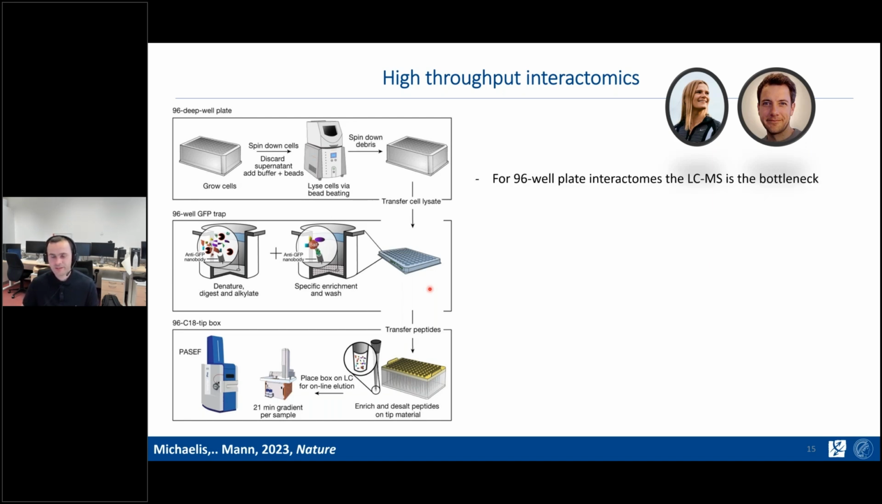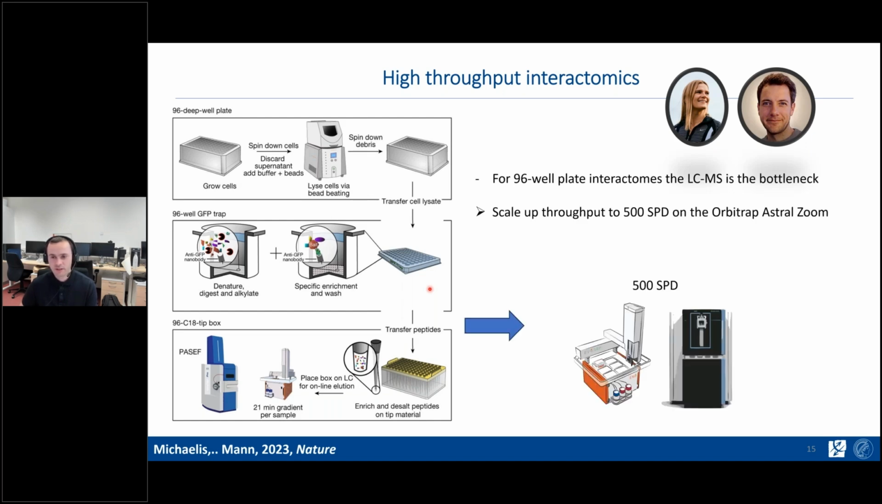So again, LCMS analysis was here the bottleneck. Couldn't be really scaled up that much faster without losing important binders. But now with Evosep ENO and the Astral Zoom, this is much more feasible. And here we'll show you a quick comparison to the Whisper 80 results on the timsTOF Ultra.